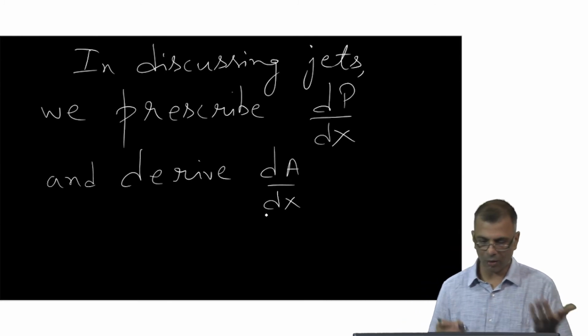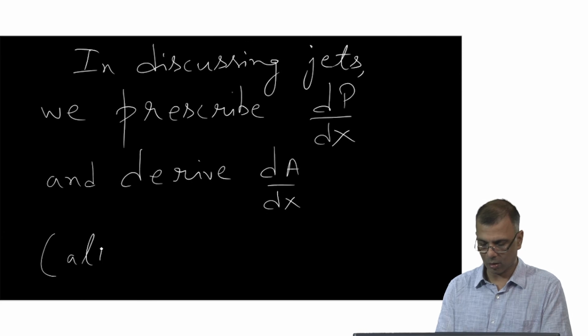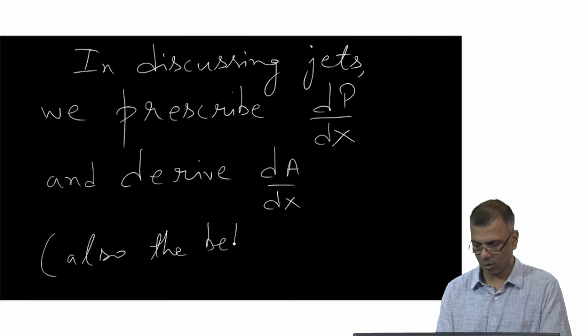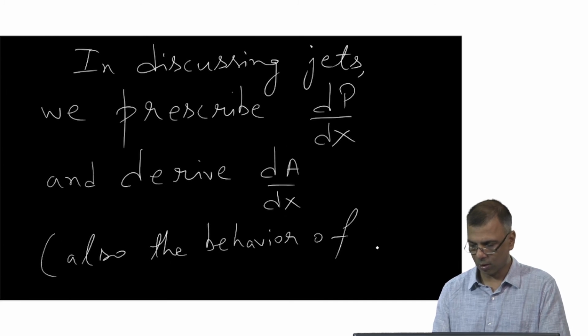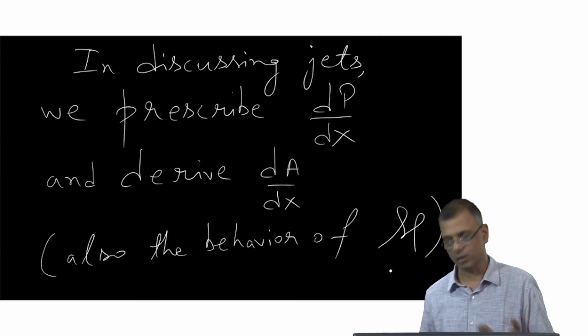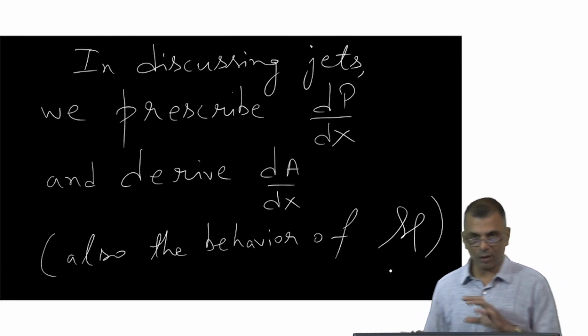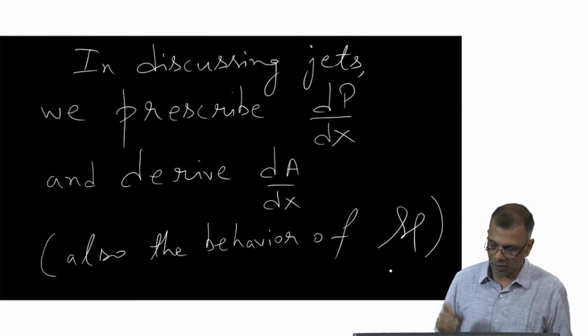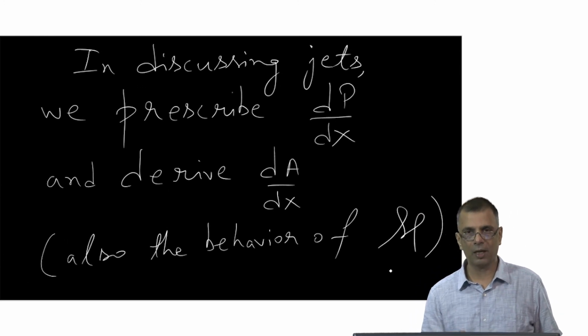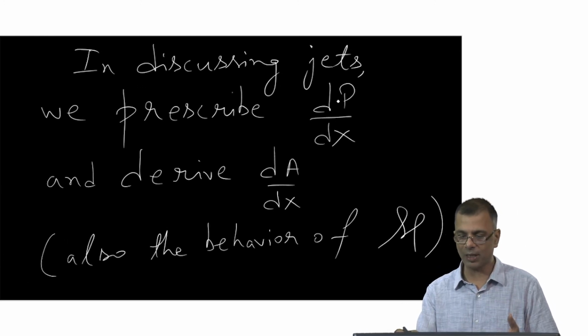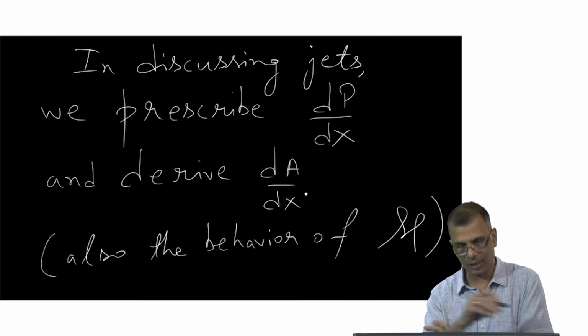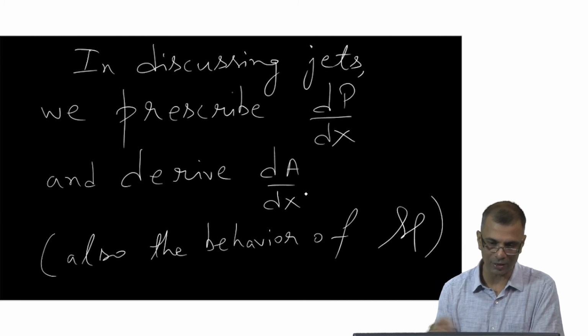Okay, and also the behavior of the Mach number. Of course, that's the whole point, isn't it? But the main thing is you are prescribing the pressure gradient, and from that it's as though the pressure gradient is equivalent to a dA dx. That's what it is. There's no physical nozzle as such.